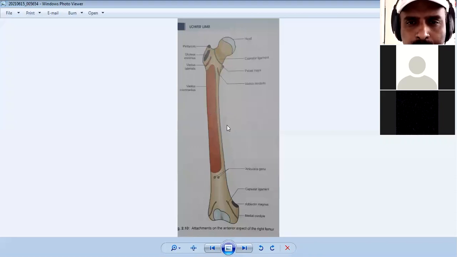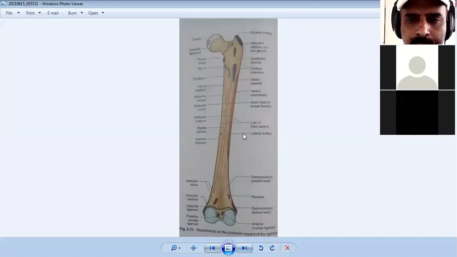As I have told, the shaft of the femur is cylindrical in shape, rounded. The middle one third of the shaft has three borders and three surfaces. So you have to remember about the three borders and three surfaces at the middle one third.